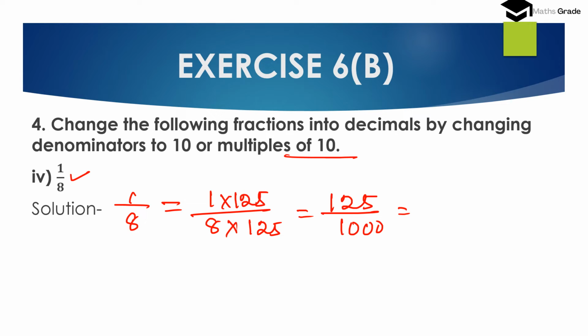We have to find the decimal form. So 125 divided by 1000 is, here in the denominator 1000 has 3 zeros, so we have to place 3 digits after the decimal point. So it will be 0.125. After the decimal point there are 3 digits, because 1000 has 3 zeros. So the decimal is 0.125. So 1 divided by 8 is 0.125, and 0.125 is the decimal form of the fraction 1 divided by 8.